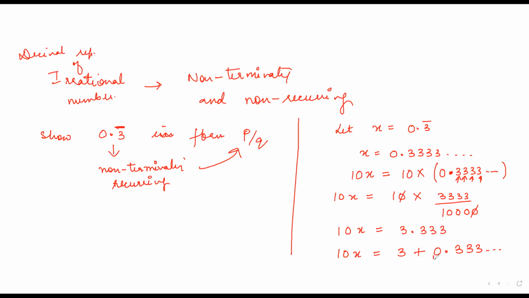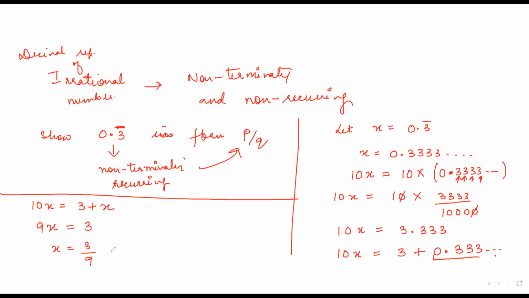Right? No. Now this number is again your x. So you can write 10x is equal to 3 plus again your x, right? Now bring this x here, so it becomes 9x is equal to 3, or x is equal to 3 by 9. That means x is equal to 1 by 3. Is it clear?